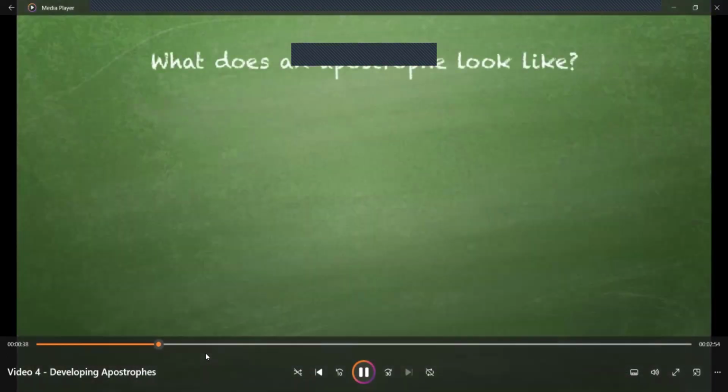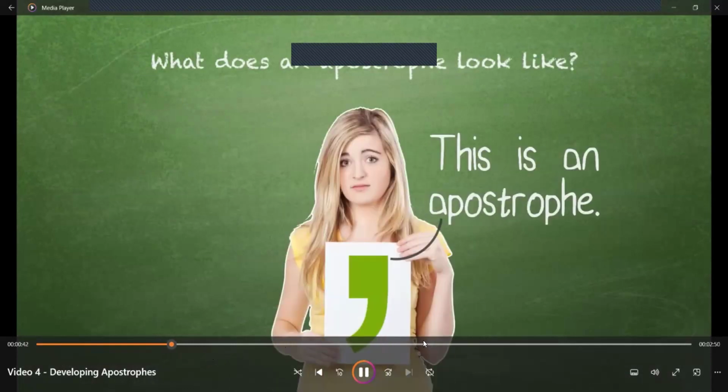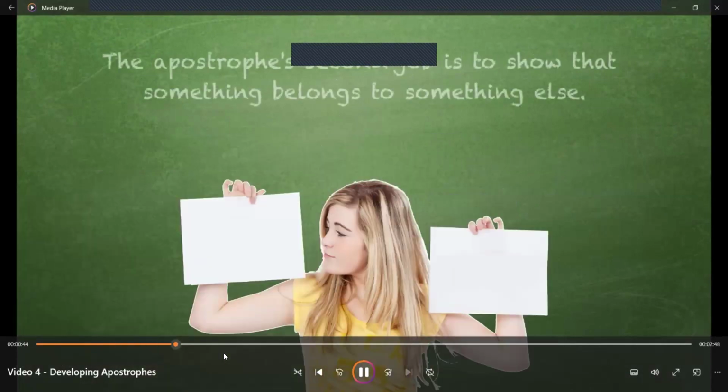Let's start with, what does an apostrophe look like? Well, this is an apostrophe. The apostrophe's second job is to show that something belongs to something else.